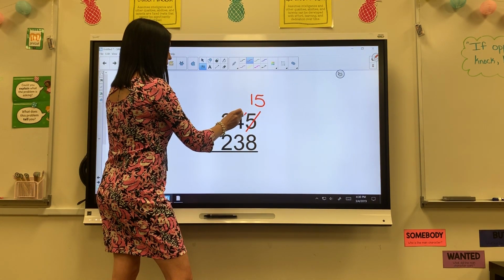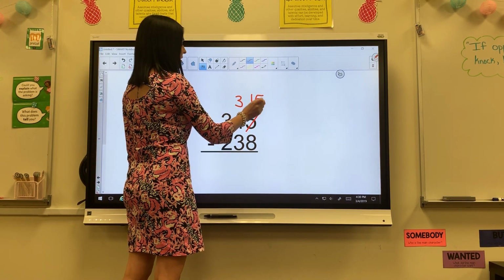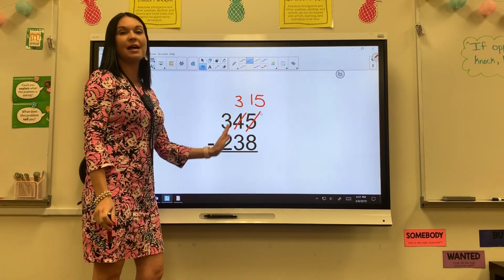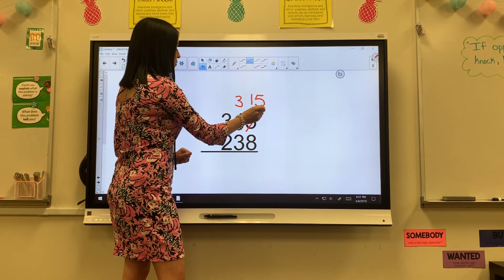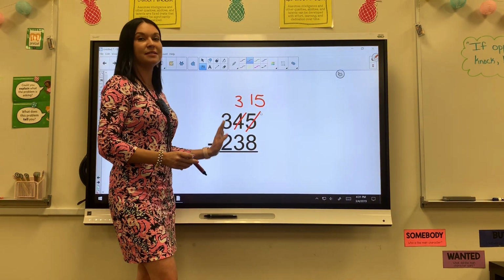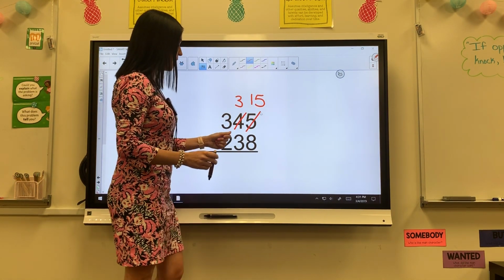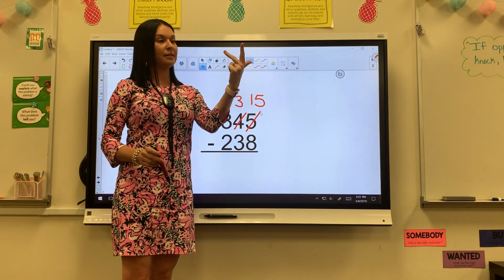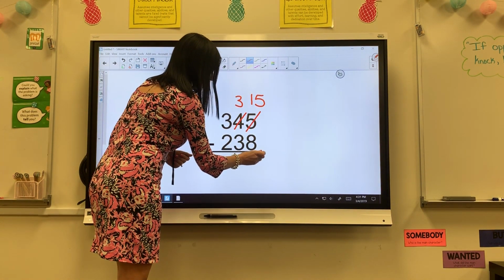My 4, I'm going to cross out my 4, and it's going to become a 3 because I moved that 10 over here. My hundreds, I don't have to do anything there. I took that 10 and I moved it to my ones, and these are fine, they can stay just the same. So now I have 15 minus 8, I'm going to count up 8, 9, 10, 11, 12, 13, 14, 15. That gives me 7.